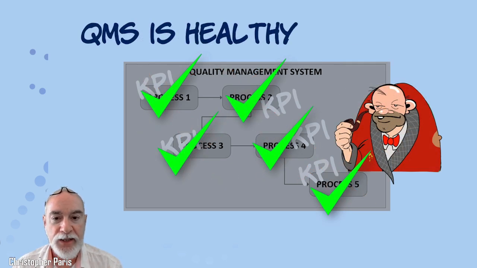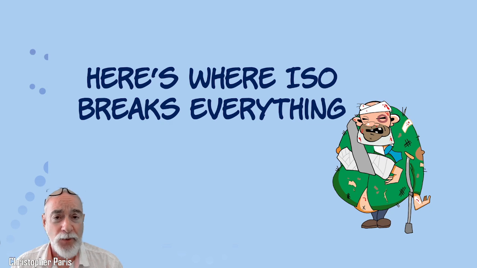Your QMS is completely healthy when each one of the constituent processes is meeting its KPIs. That means your QMS is healthy, and now you can relax, and it's based on data, not your opinion. The data shows that your QMS, which is a set of QM processes, is healthy. Here's where ISO starts to break everything and it all falls apart.